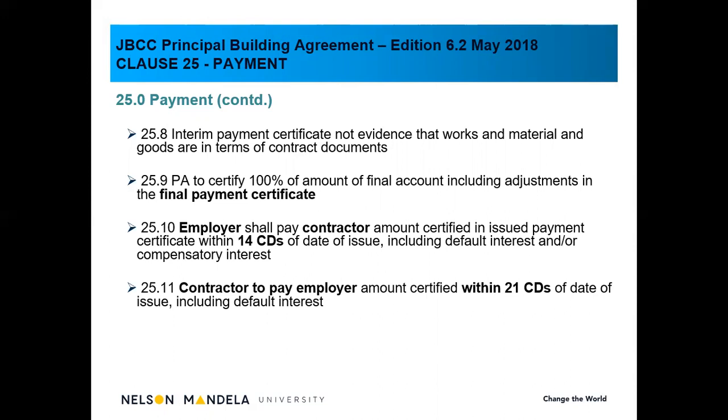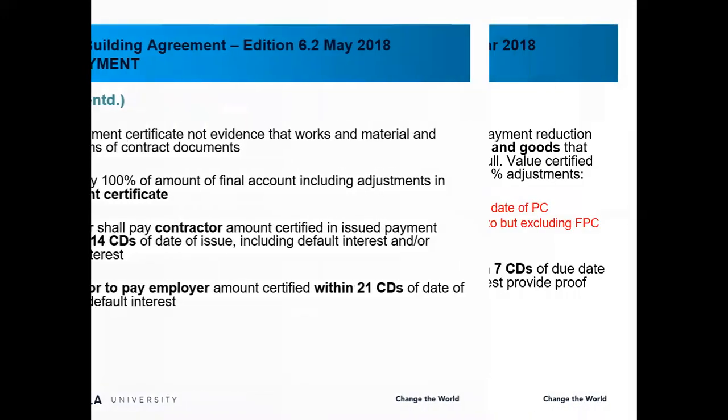The contractor to pay the employer within 21 calendar days. In other words, should there be a negative figure on the certificate, in other words, there's a refund from the contractor to the employer, the contractor must pay the employer within 21 calendar days. And obviously, if he doesn't pay within 21 days, there is then default interest also applicable on that amount due to the employer.